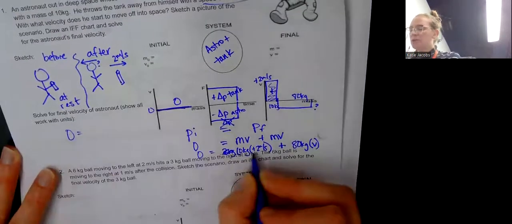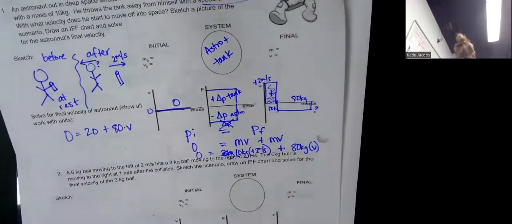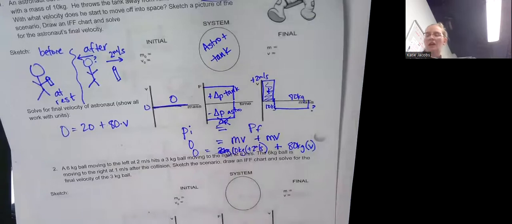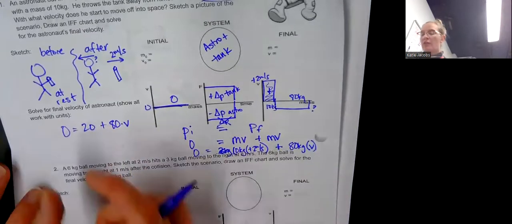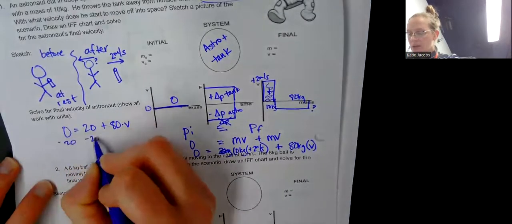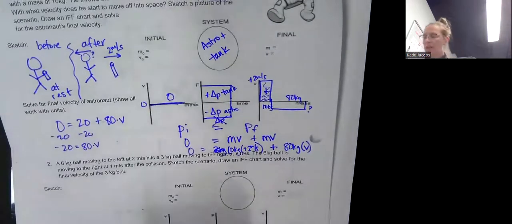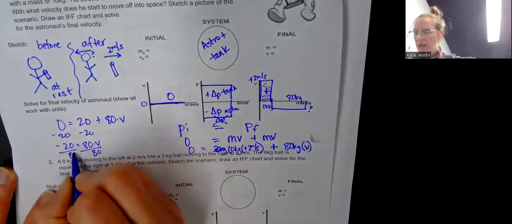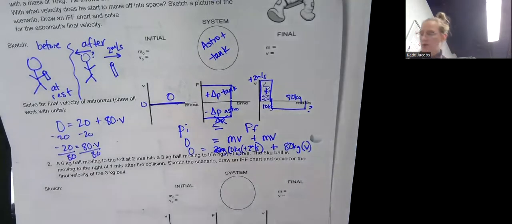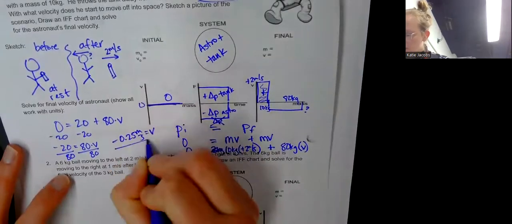I've got 0 equals 10 times 2 is 20 plus 80 times V. This is the same equation. I'm just taking the units out to make it a little bit less confusing. I think it's easier to see the algebra here. These 2 terms, the 0 and the 20, are my like terms. They're both momentum terms. So I got negative 20 equals 80 times V. To get velocity, I divide both sides by 80. Negative 20 over 80 is the same as negative 1/4, or negative 0.25 meters per second, is my final velocity.